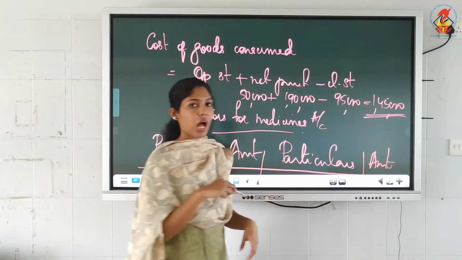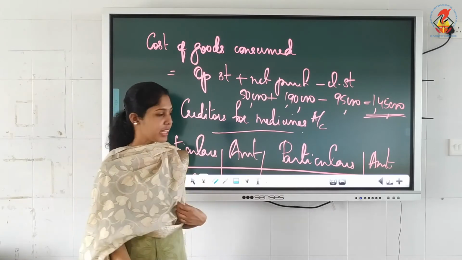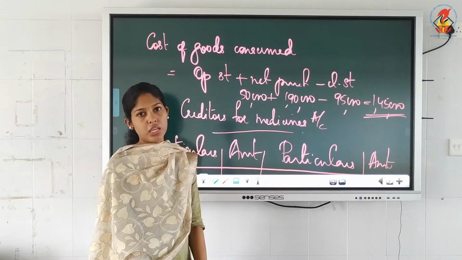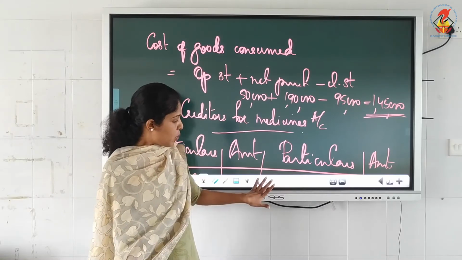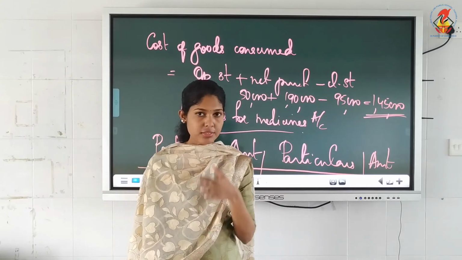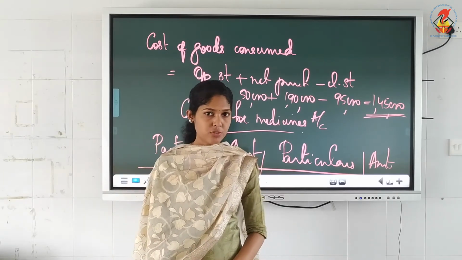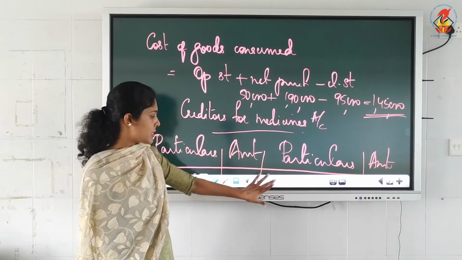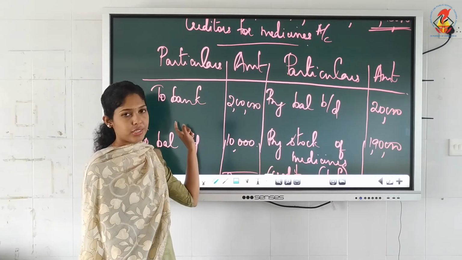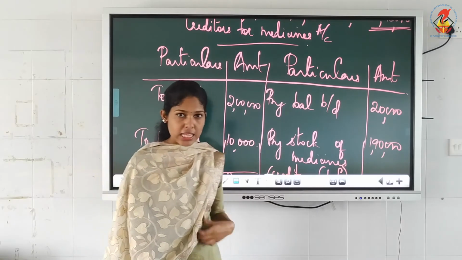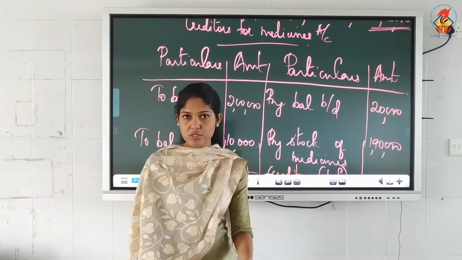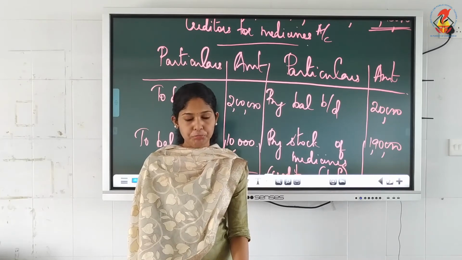They won't ask you to prepare the creditors account specifically, but you have to do it if opening creditors and closing creditors are given. Then suppose in the question a cash purchases figure was separately given. Suppose here we don't have the cash purchases. The amount paid, the 2 lakhs, means the amount paid to creditors, that we have written as to bank. Other than that, if you had cash purchases of 1 lakh, if you had such a figure, what will you do?